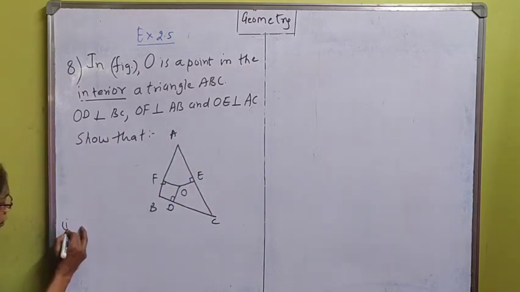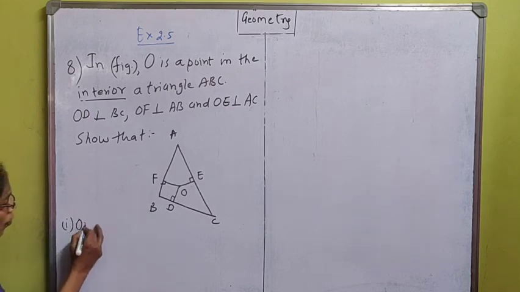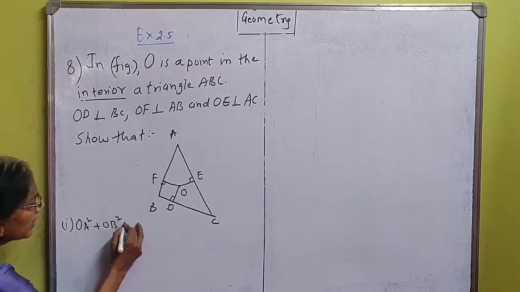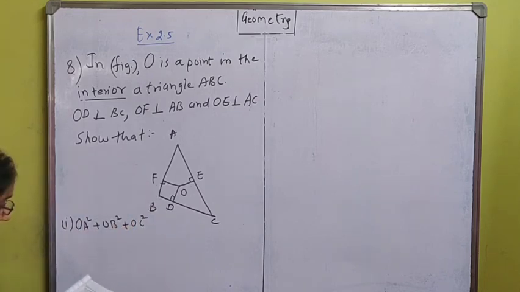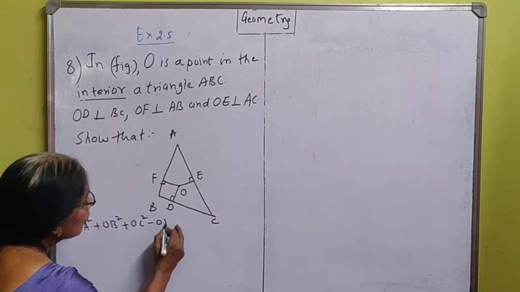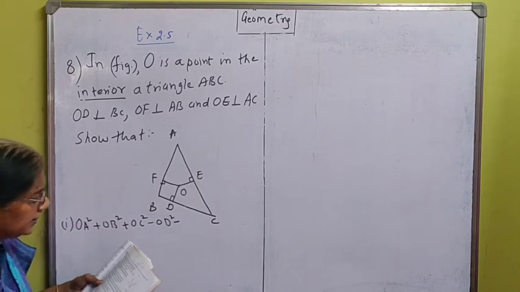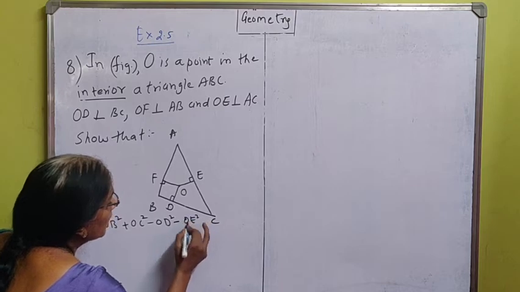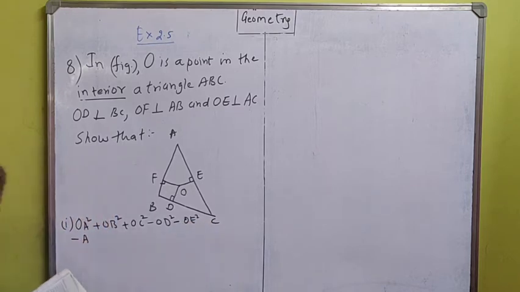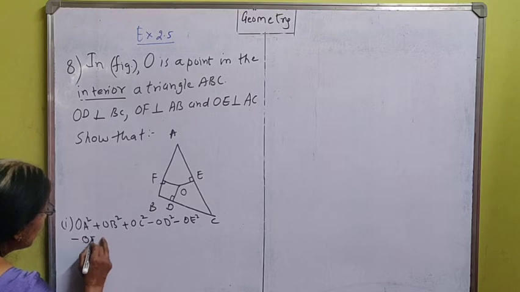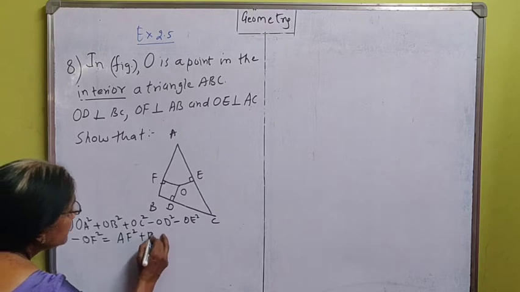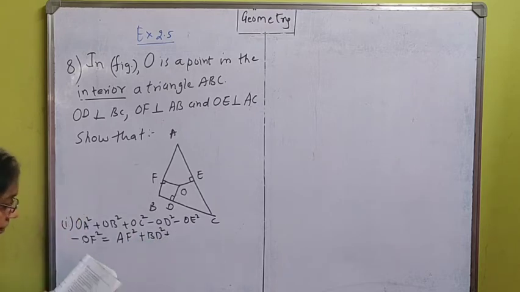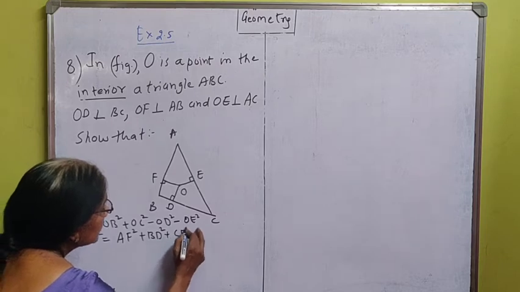What does he say in the first one to prove? He says that OA square plus OB square plus OC square minus OD square minus OE square minus OF square is equal to AF square plus BD square plus CE square.